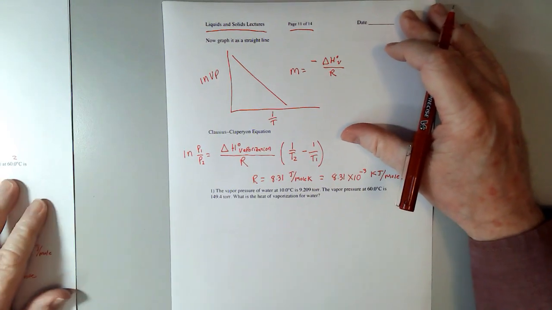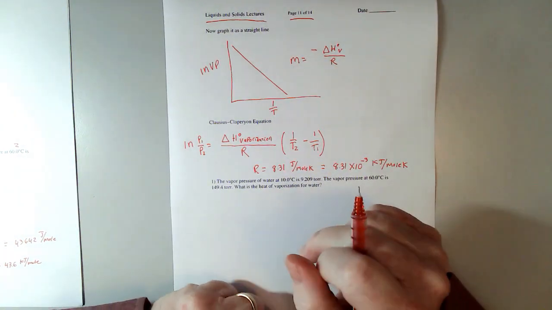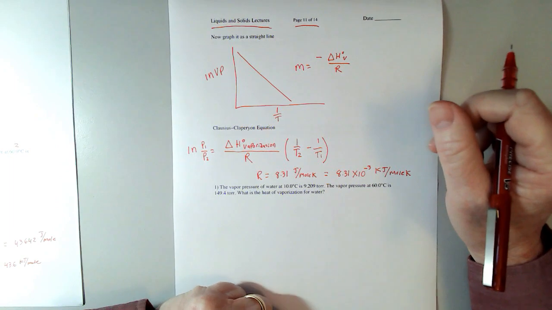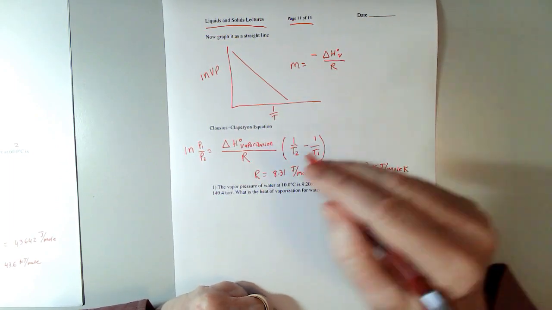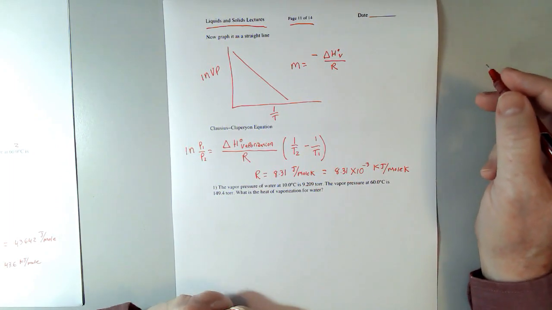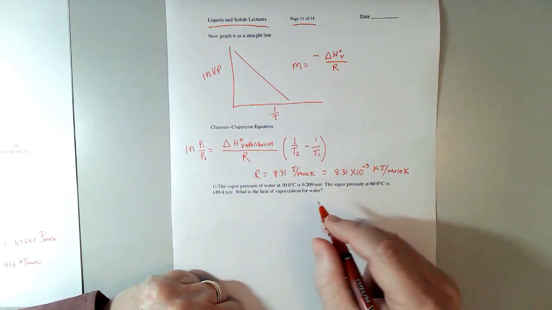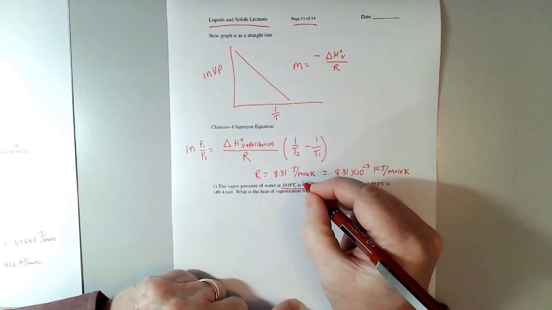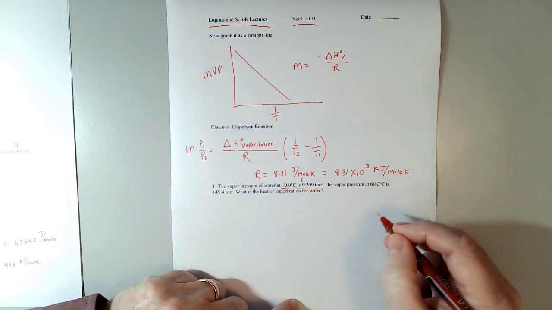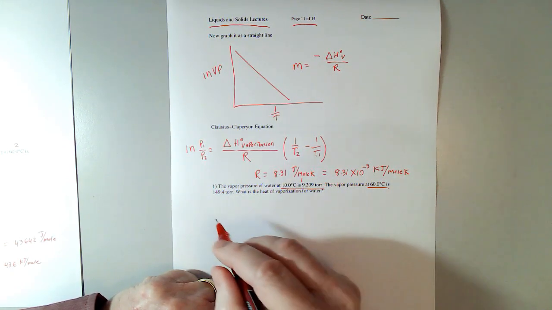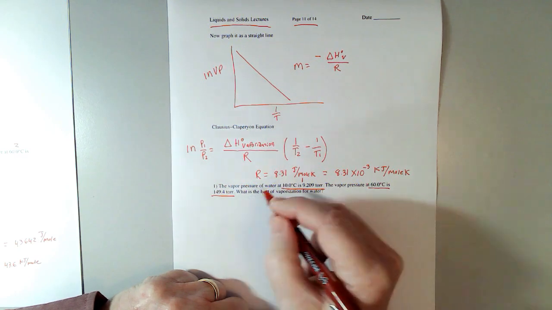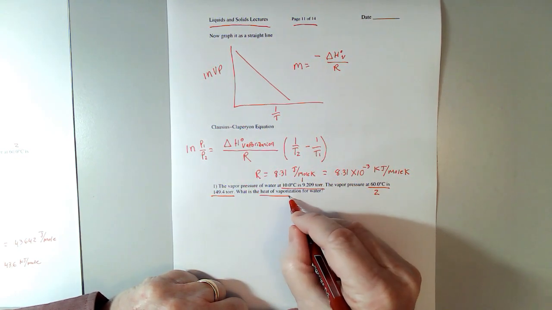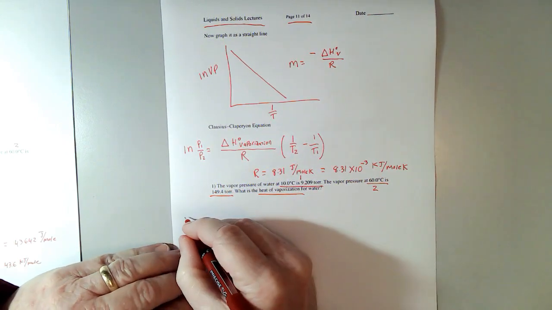Now we're going to use a couple of these vapor pressures to actually determine the heat of vaporization for water. The vapor pressure of water at 10 degrees Celsius is 9.209 torr. We'll call that the first set of data, and then the vapor pressure at 60 degrees is 149.4 torr. We'll call that the second set. And we'll find the heat of vaporization.